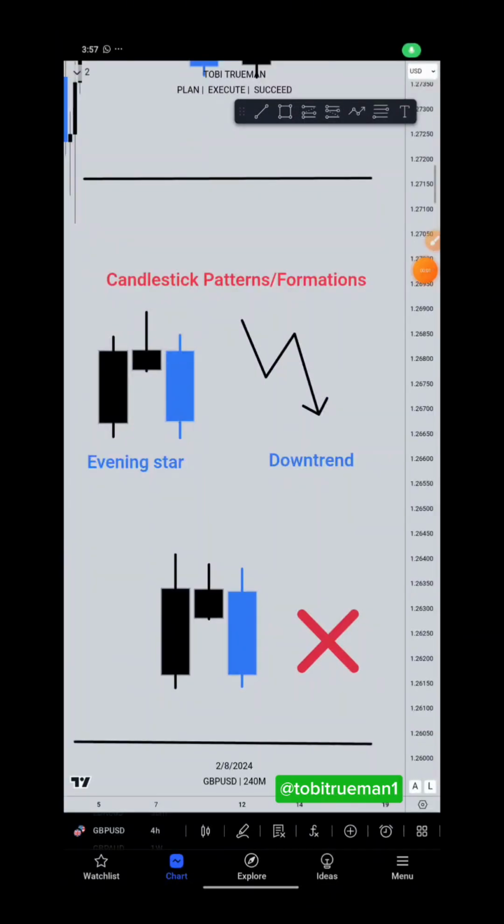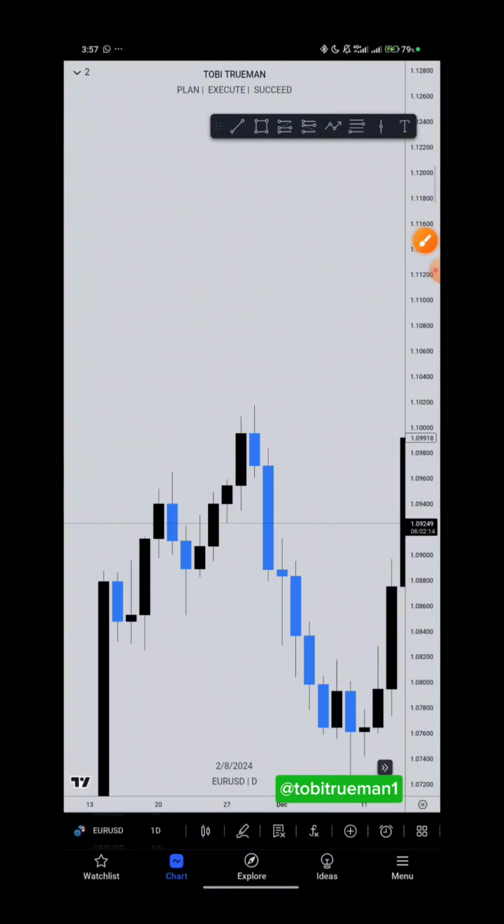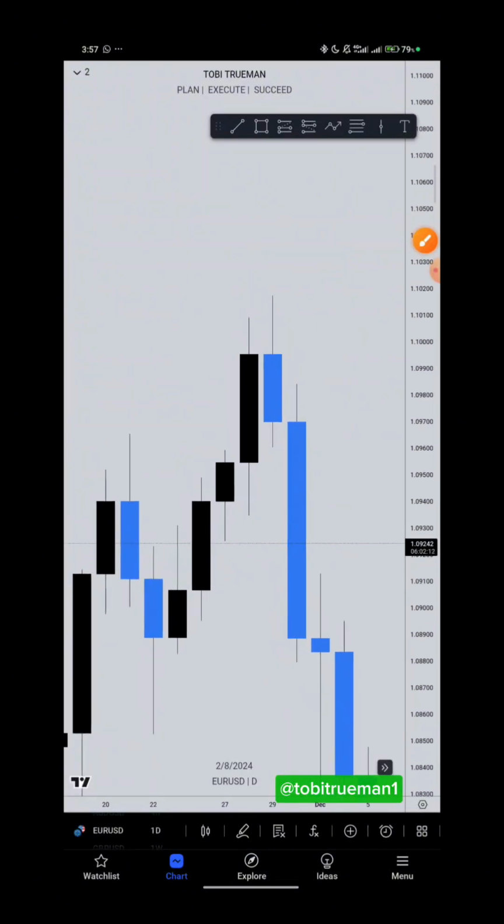Talking about the evening star candlestick pattern, let me show you an example. So on the chart, this is an example of the evening star candlestick pattern. You can see it. Hope you can see it. It's very easy to spot on the market. Let me zoom in. This is how it formed on the chart.